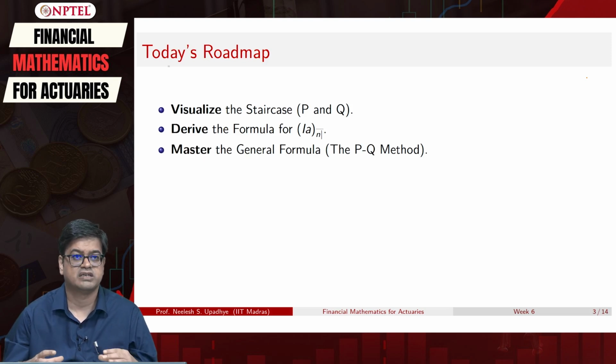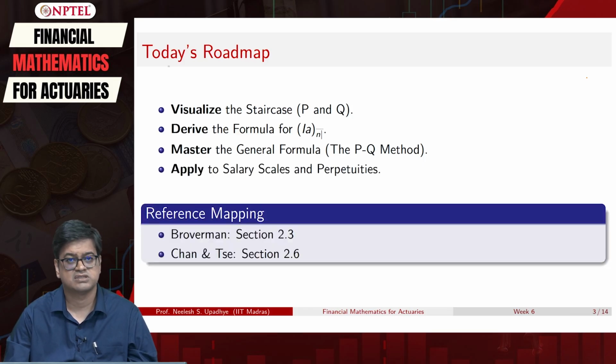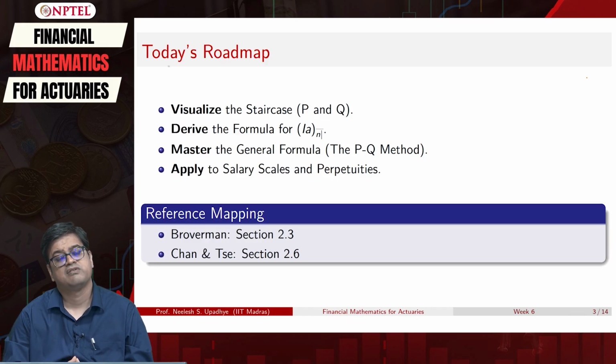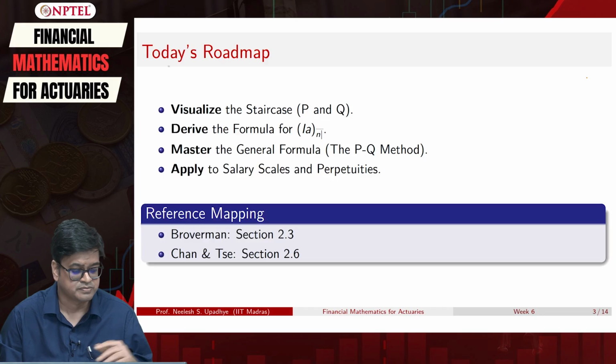Once we have set up this mathematical framework, we will apply it to some special cases, which are salary scales, and letting n tend to infinity, the perpetuity case. As usual, our reference mapping is very clear. We are looking at Broverman section 2.3 and Chan and Say section 2.6 for detailed understanding of these topics.